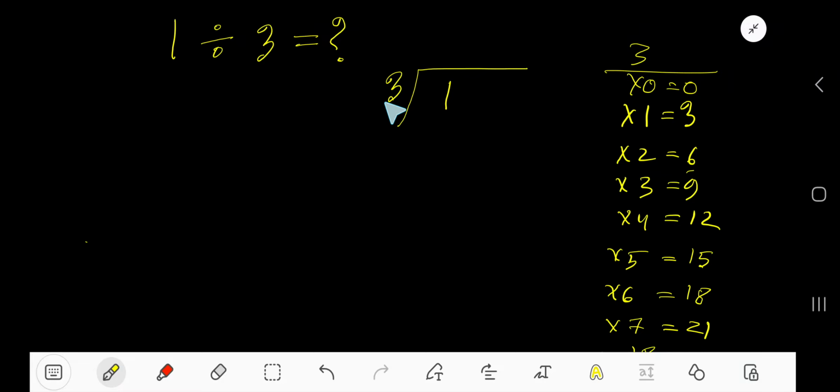1 divided by 3. Here 3 is a divisor, so we need the multiplication table of 3. 3 times 0, 0. 3 times 1, 3. 3 times 2, 6. 3 times 3, 9. 3 times 4, 12. 3 times 5, 15.